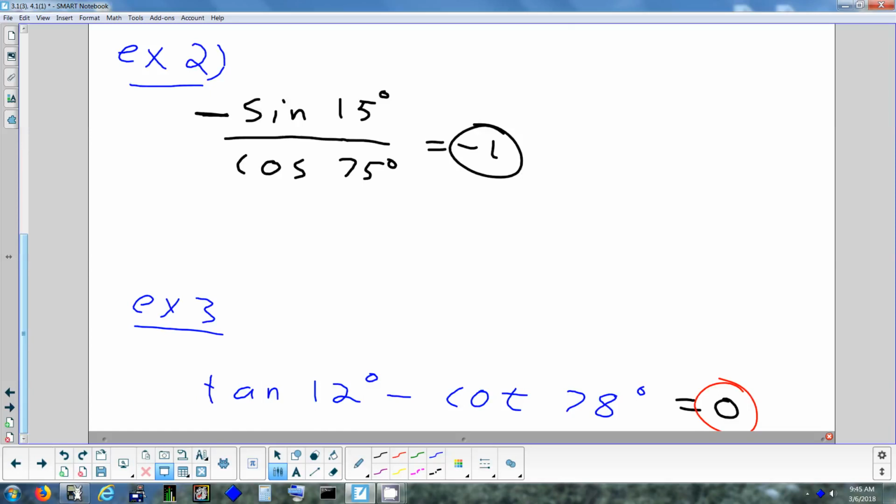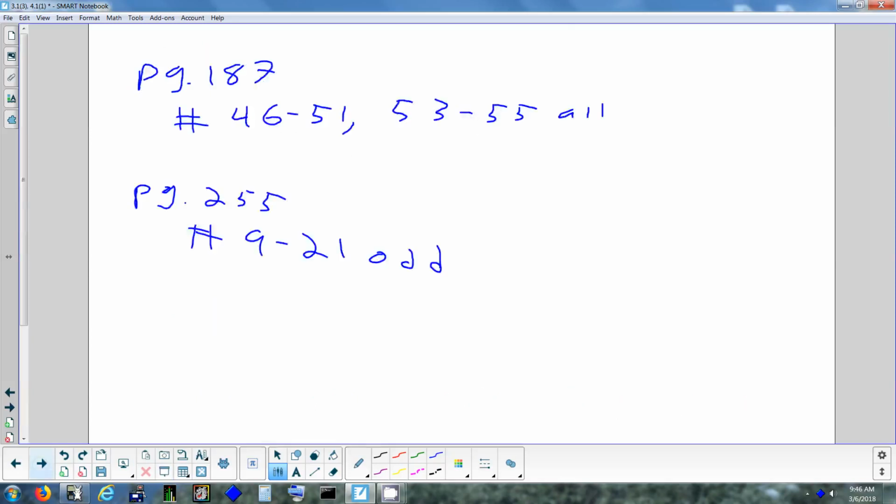So you'll see probably 1 or 2 questions on the test like that. I might ask you to explain why you put -1 or why you put 0, because you could just type it in on the calculator and get it. But I just want you to understand the complementary angle theorem. Great. Any questions on that? All right, so that's the first part of 4.1.